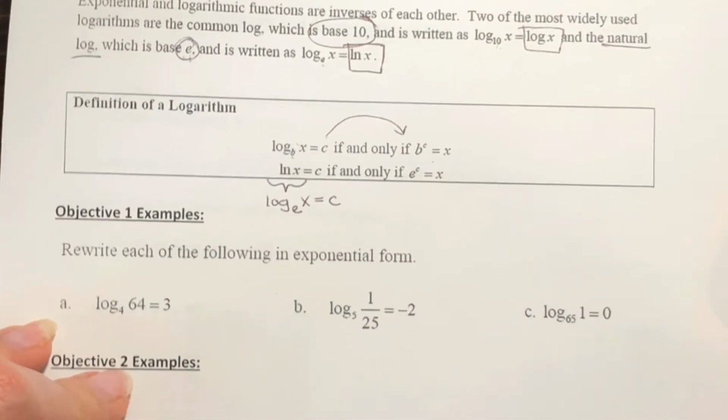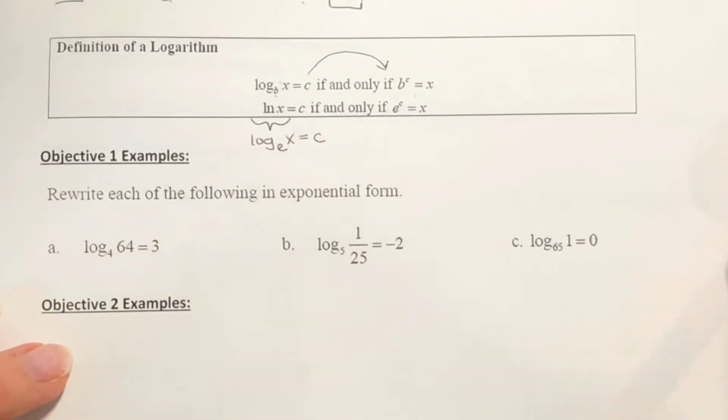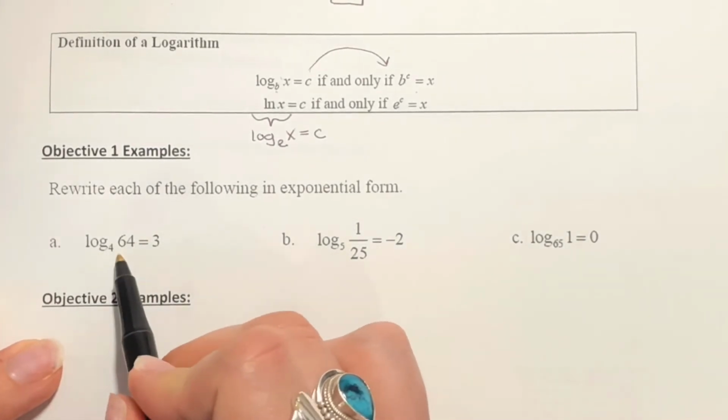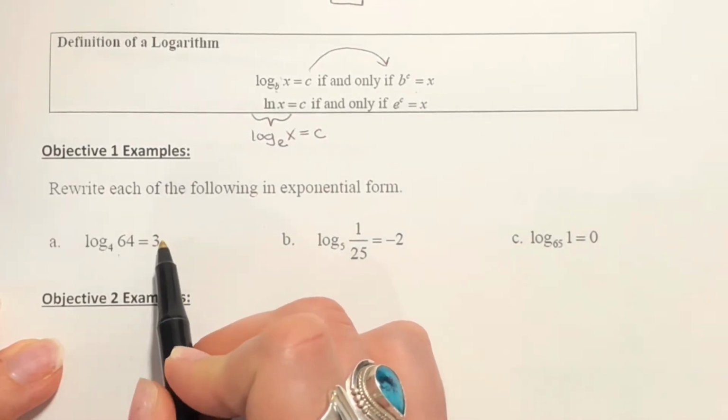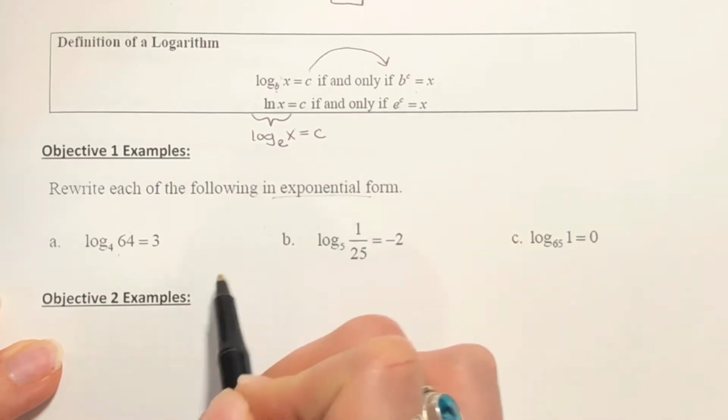So we're going to practice converting back and forth between those. So I have log base 4 of 64 is equal to 3, and they want us to write it in exponential form.